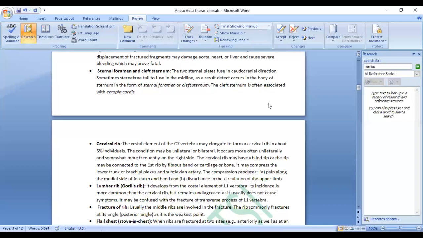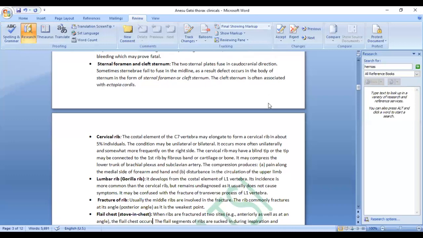This condition may be unilateral or bilateral. It most commonly occurs unilaterally and more frequently on the right side. This cervical rib may have a blind tip, or the tip may be connected to the first rib by either a fibrous band, cartilage, or bone. It may compress the lower trunks of the brachial plexus and the subclavian artery, as I alluded to earlier, thereby causing a disturbance in the circulation of the upper limb, or pain referred to the medial side of the forearm and the hand, or you may have wasting of the small muscles of the hand.